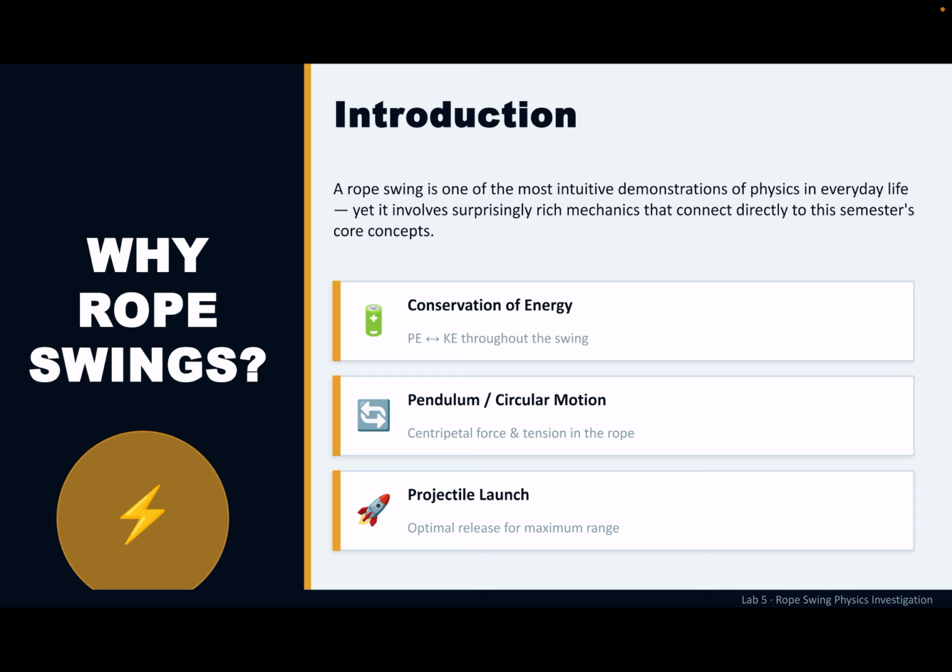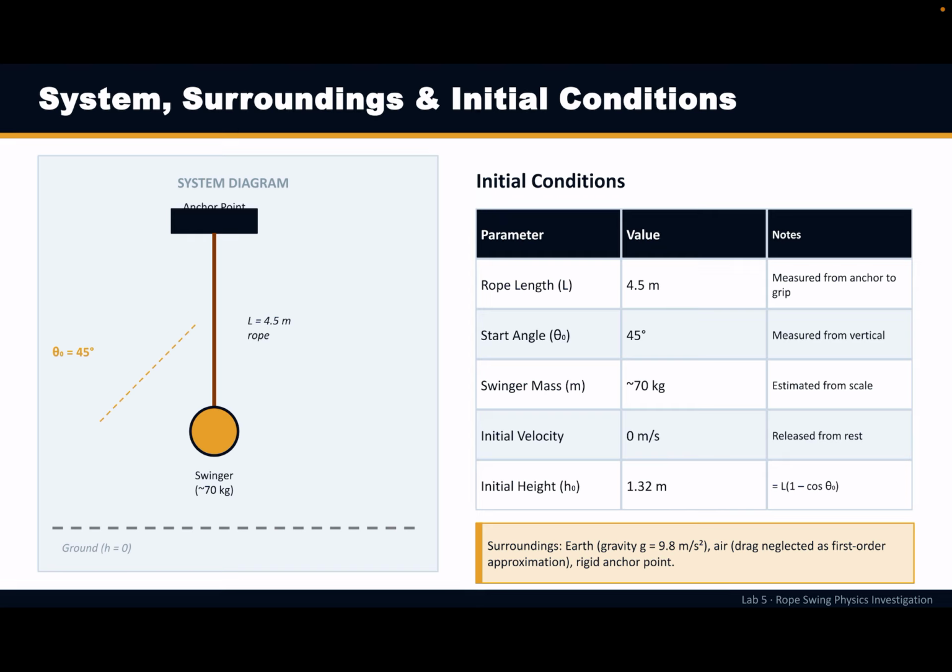So here's how I define the system. The swinger, who is about 70 kilograms, holds a rope that's 4.5 meters long, anchored to a tree branch. They start at rest at an angle of 45 degrees from vertical. Using the geometry, that gives us an initial height of 1.32 meters above the bottom of the swing. The surroundings include Earth's gravity at 9.8 meters per second squared. I'm going to neglect air drag as a first order approximation, and this will be justified later in the error section. The anchor point is treated as rigid. These are our starting conditions, and everything else follows from here.